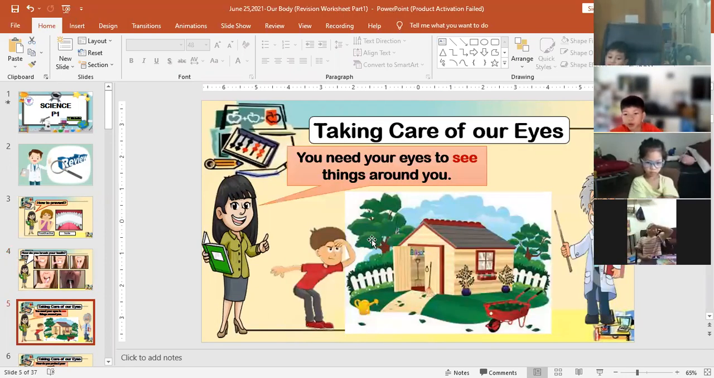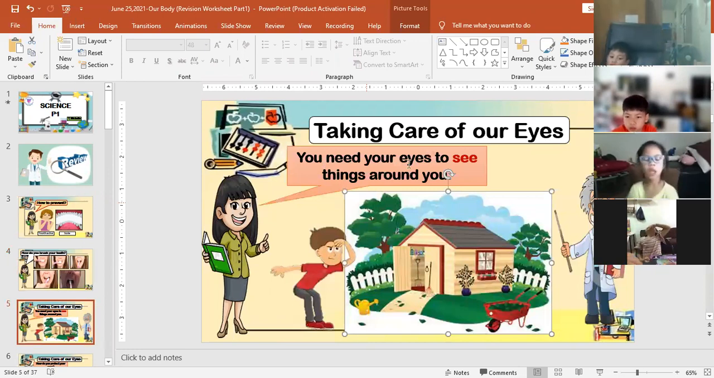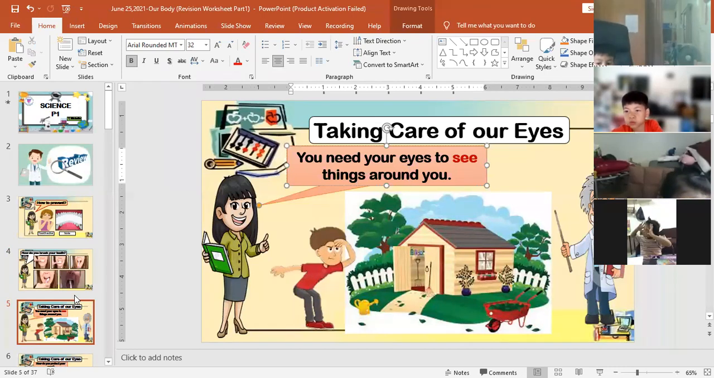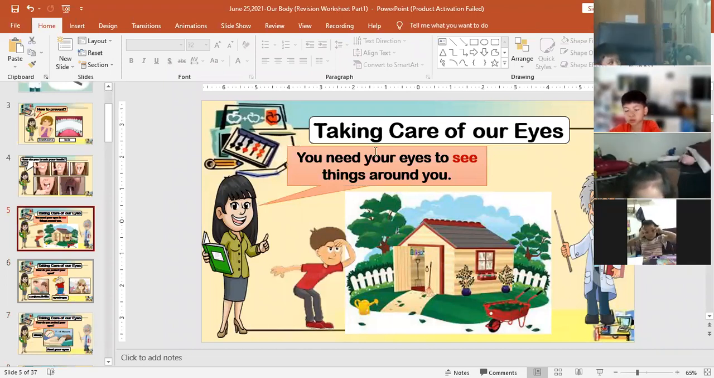This time we have, how do you take care of your eyes? So we are finished with our teeth. This time we move on with our eyes. How do you take care of your eyes? So you need your eyes to see the things around you. How do you protect your eyes?